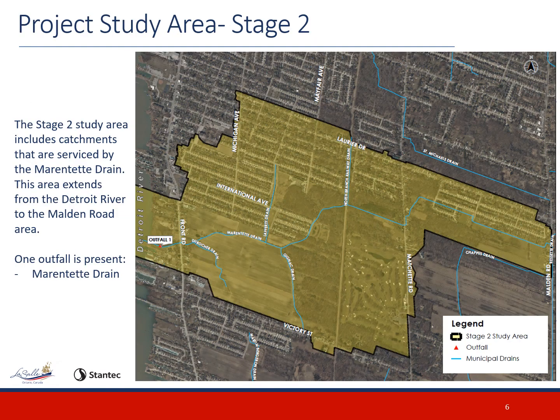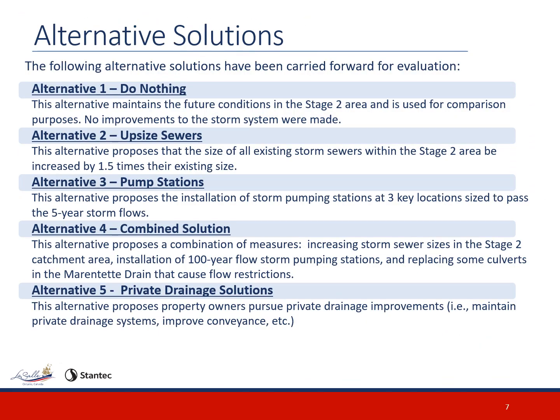The Stage 2 study area includes catchments that are serviced by the Marentette Drain. This area extends from the Detroit River to the Malden Road area. One outfall is present, the Marentette Drain. The following alternative solutions to reduce the frequency and extent of surface flooding have been carried forward for evaluation. All 5 alternatives include the full build-out conditions, which shows future residential areas as fully developed.